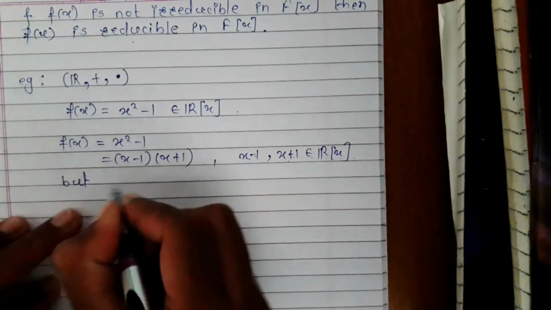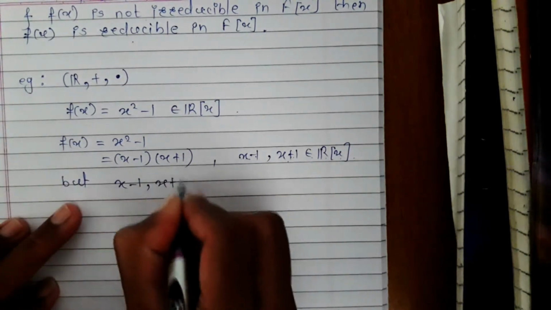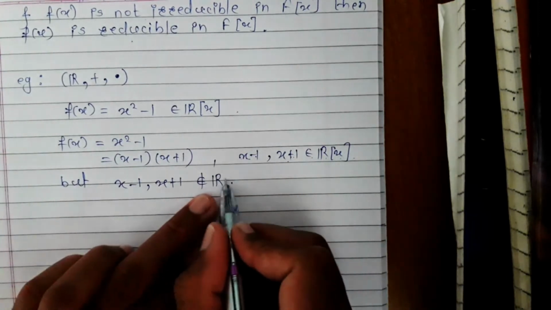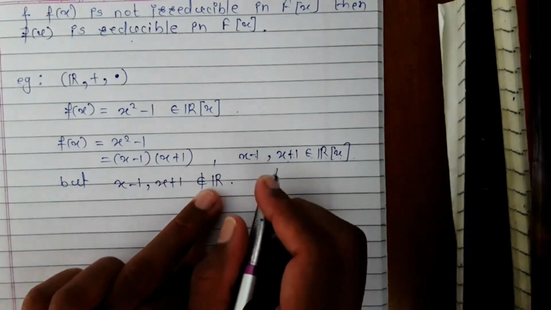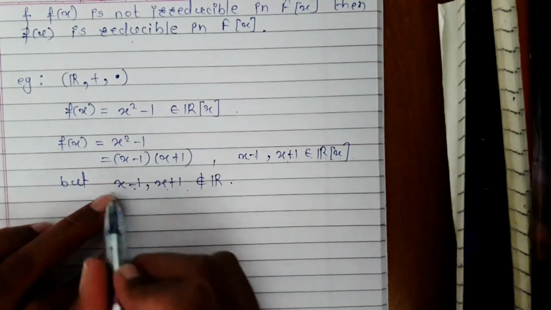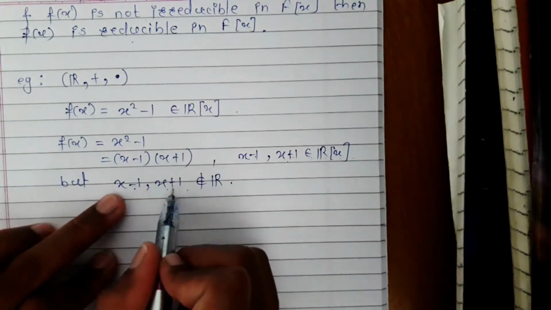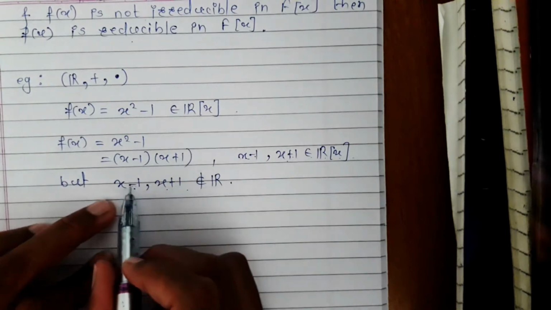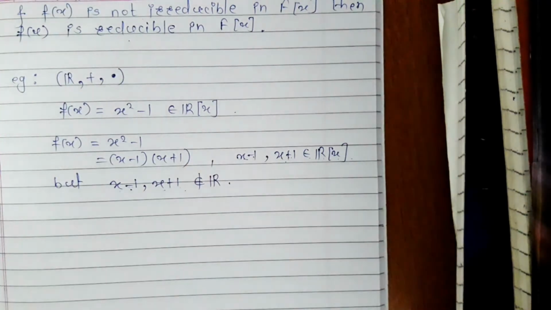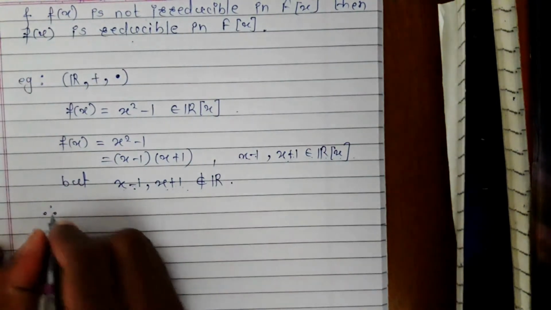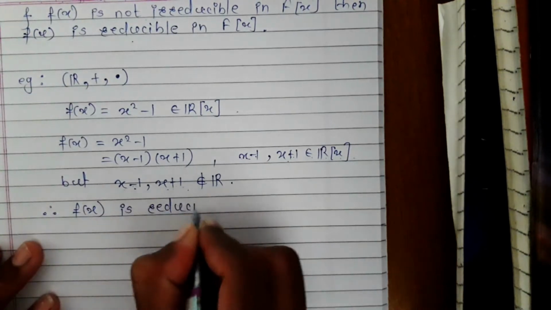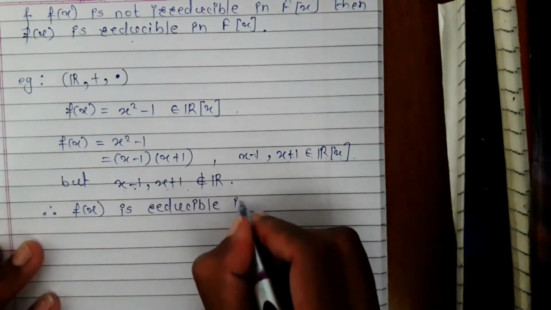But x minus 1 and x plus 1 do not belong to the set of real numbers, because in the set of real numbers there are only constant polynomials, but x minus 1 and x plus 1 are non-constant polynomials, because the degree of x minus 1 is 1 and the degree of x plus 1 is 1. Therefore neither x minus 1 nor x plus 1 belongs to the set of real numbers, and therefore we can say that f of x is reducible in polynomial ring Rx.